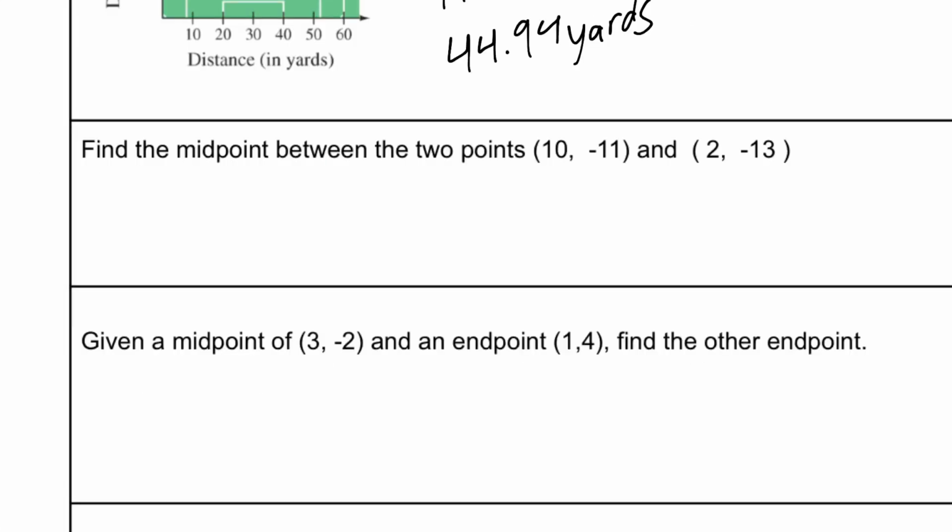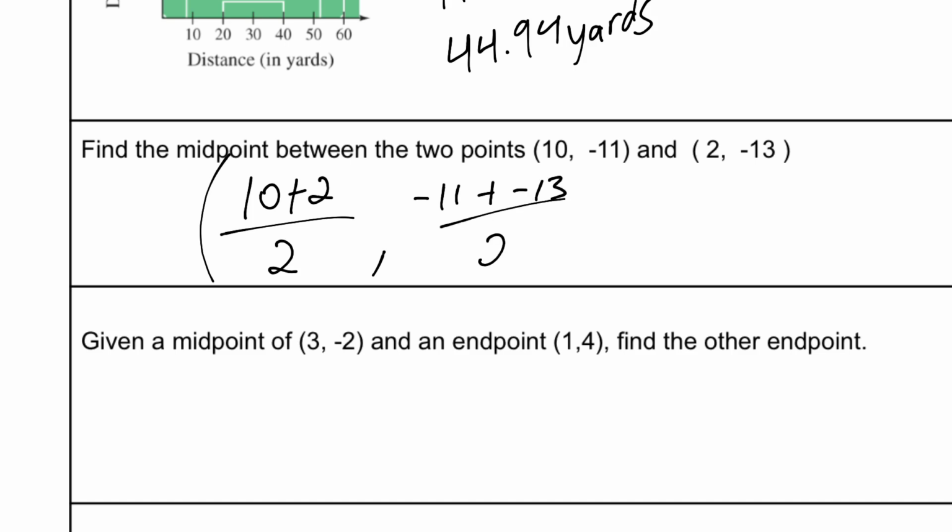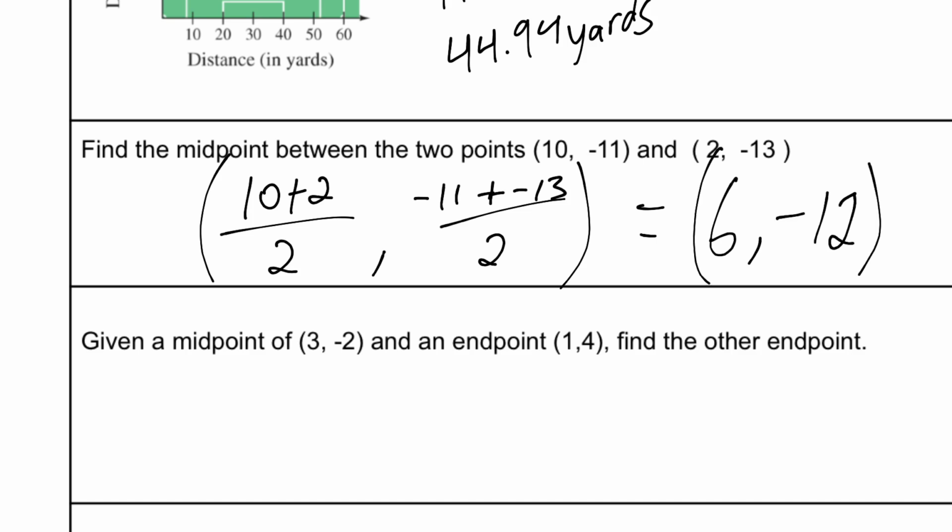To find the midpoint, we're going to add together the x-coordinates and take the average. We're going to add together the y-coordinates and take the average. 10 plus 2 is 12, divided by 2 is 6. Negative 11 plus a negative 13 brings us to negative 24. If I cut that in half, I get negative 12. So this is my midpoint.